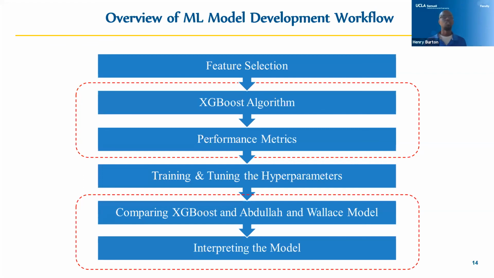So one of the challenges with machine learning models, especially for engineering applications, is that as engineers, and especially as structural engineers and earthquake engineers, we're used to analytical equations, which give us a clear sense of how the various input variables relate to the outcome. So it's easier to interpret the model.